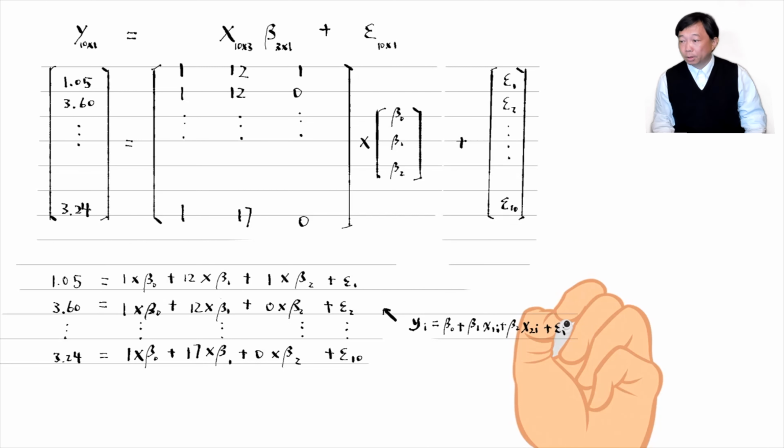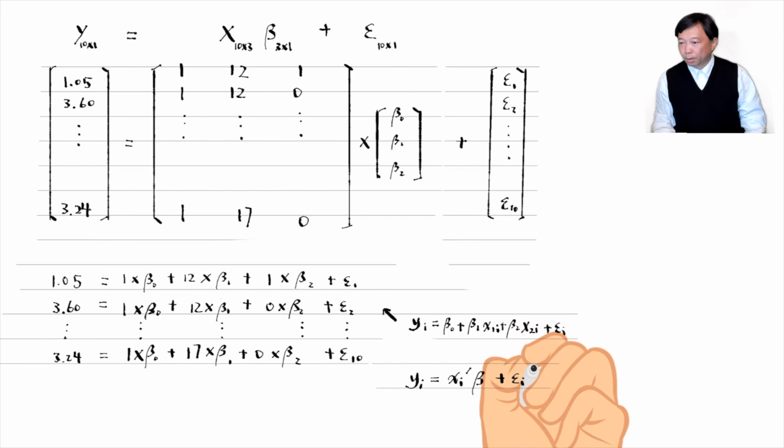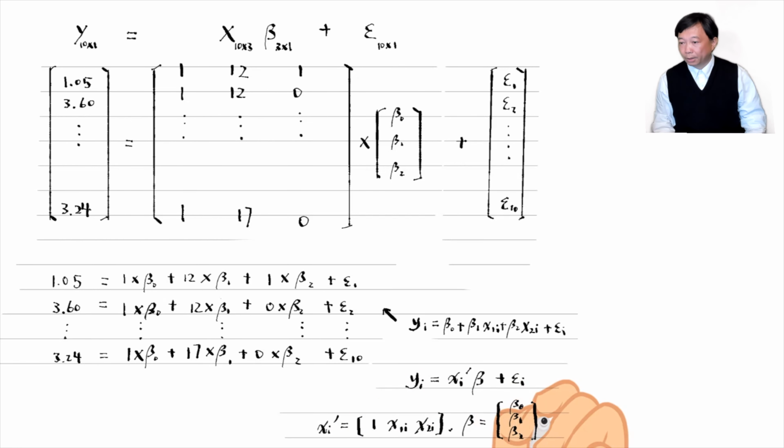Since we have learned vectors, the individual observation form can also be expressed using vectors. We write a row vector xi prime to represent all the variables in the i-th observation. The row vector xi prime multiplied by the column vector beta equals a scalar, or a number. And we know yi and epsilon i are just numbers.